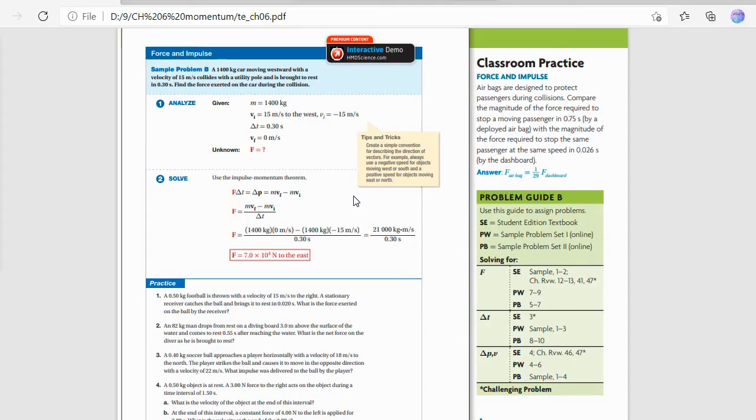At the beginning, let's revise the formula we will use. We said that F delta t, force times the change in time, equals m delta v, that is the change in momentum, m mass times delta v, the change in velocity.